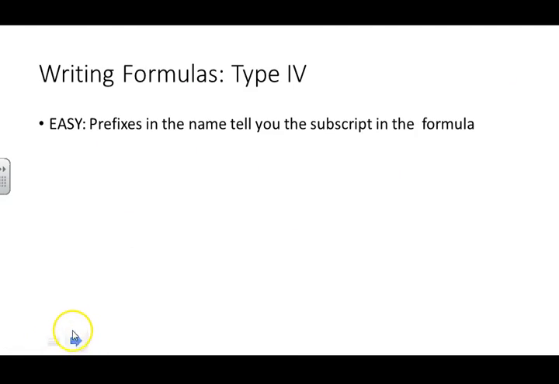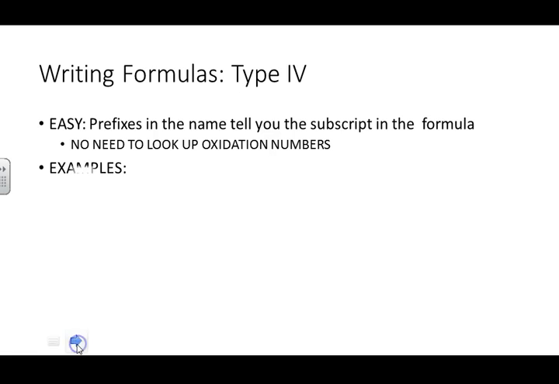All right, writing chemical formulas for type 4 compounds. The prefixes tell you the subscript in the formula, so these are very easy. You don't have to look up these things called oxidation numbers, which you don't even know what they are yet. We'll be getting to that as we move forward. Examples include dinitrogen pentoxide. Our prefixes are di and pent. So dinitrogen, N2, pentoxide, O5.